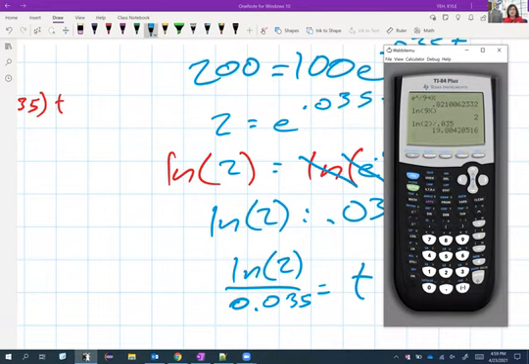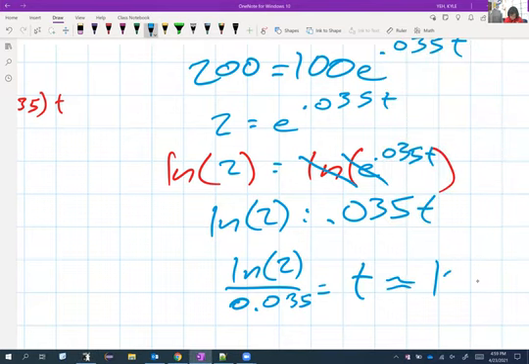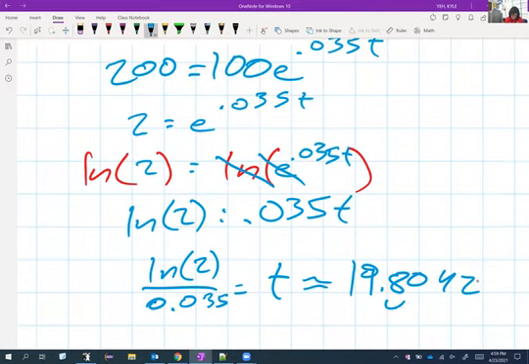It'll take about 19 years, almost 20 years, for that money to double if it's never touched. 19.8042 years.